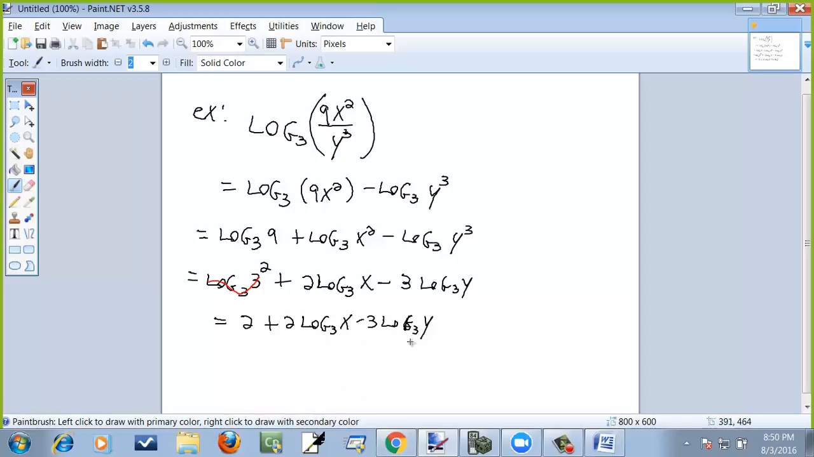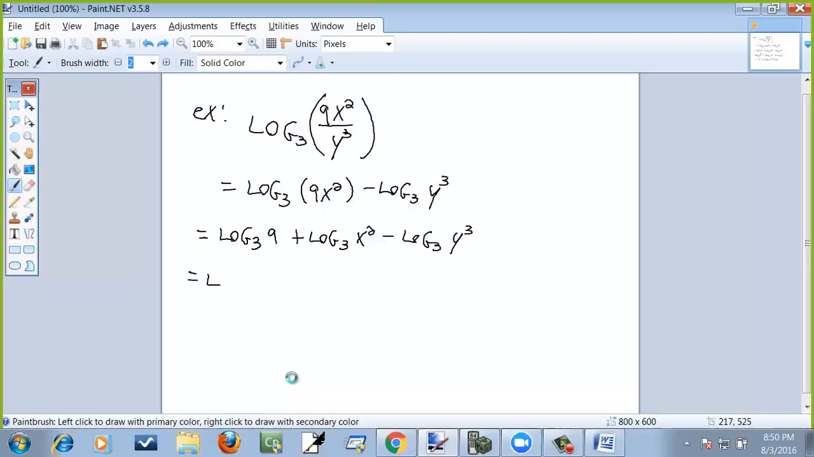Again, we got the x and y by themselves with a log in front of them. And then we simplified any numbers. Now that's going one direction. So let me go ahead and clear that off. That direction is useful if you're in calculus. By expanding it in that manner, then we can easily solve other problems, such as derivatives.